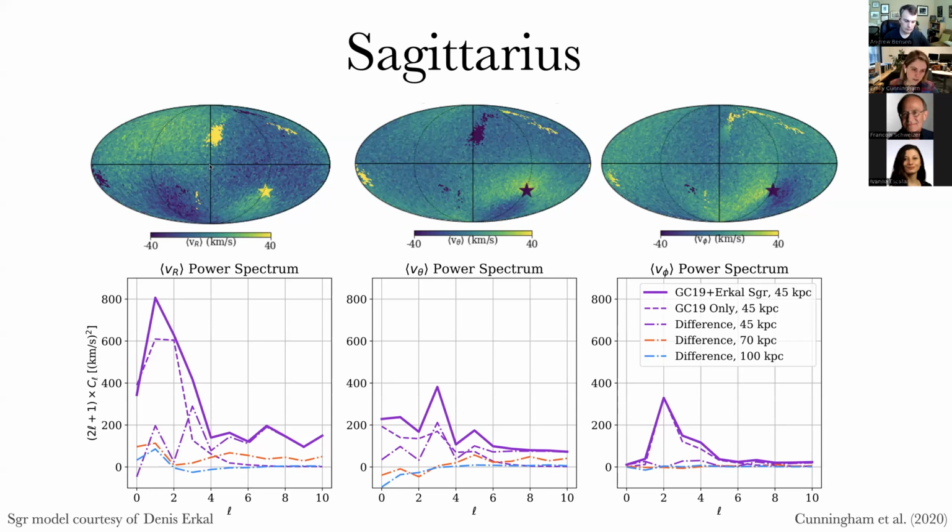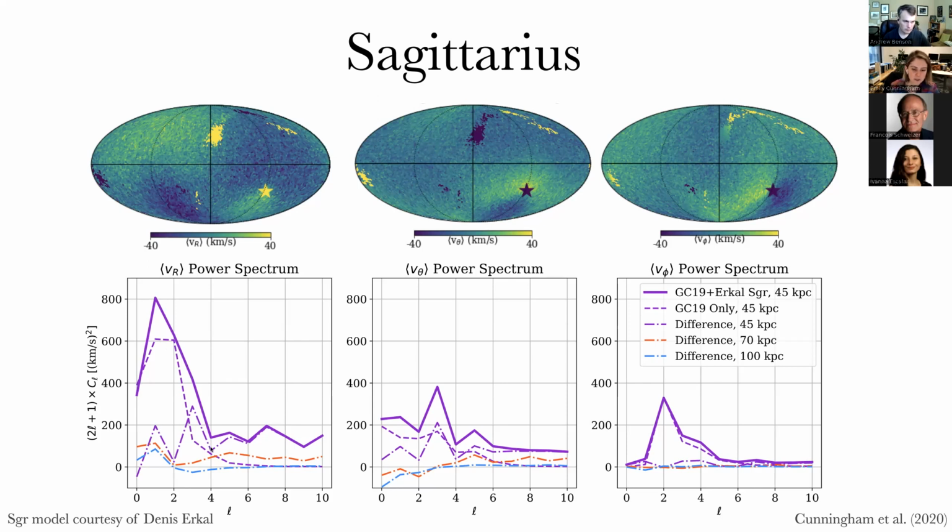So here's, again, radial velocity on the left, polar velocity in the middle, and azimuthal velocity on the right. And then in the lower panels, I'm showing the power spectrum. So the combined Sagittarius and LMC power spectrum is shown by the purple line, and then the thick line. The LMC only is shown by the dashed line. These are shells at 45 kiloparsecs. And then the difference between the two is the dot dash line.